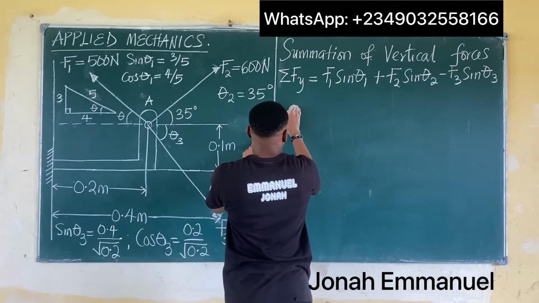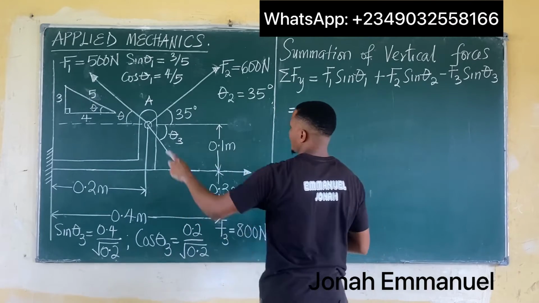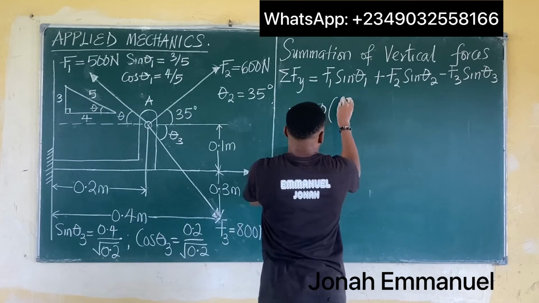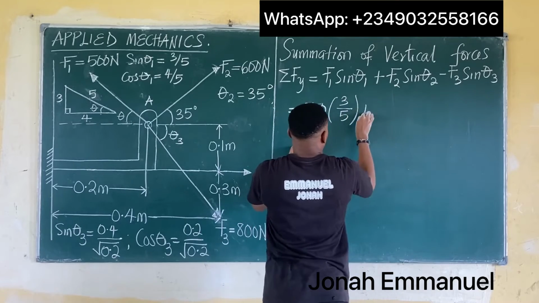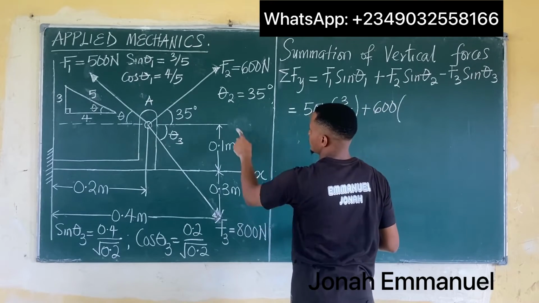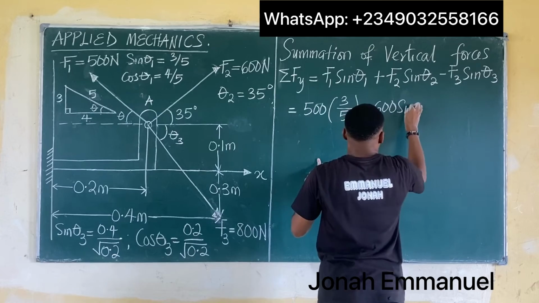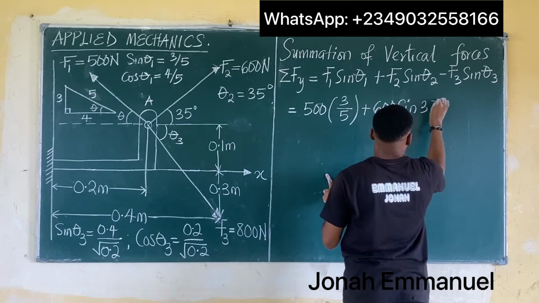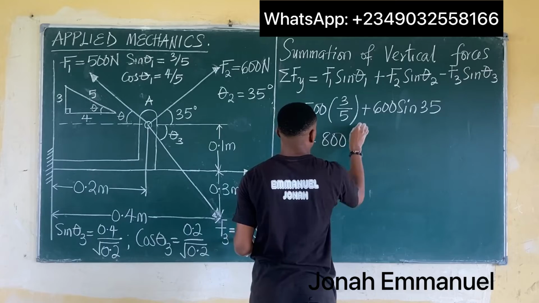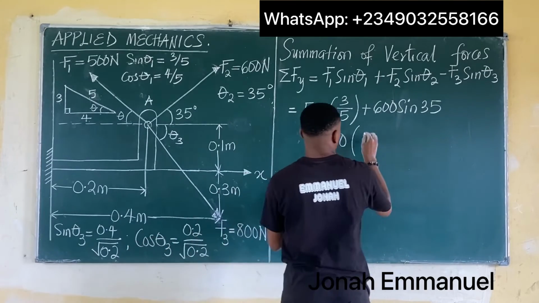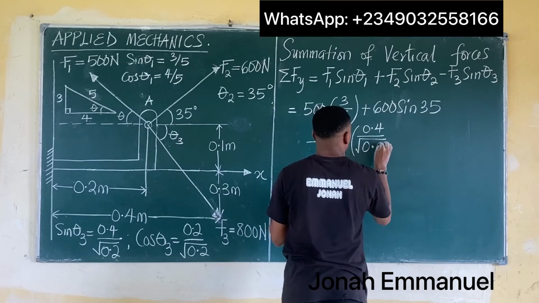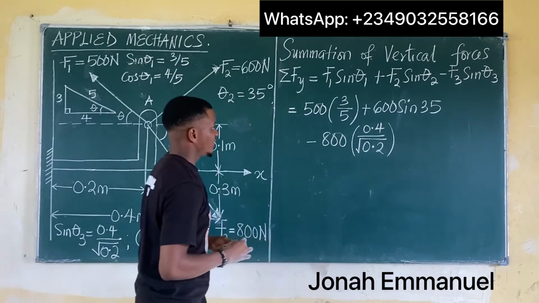So I have this. Alright, so this is now equal to, F1 is 500, it becomes 500 sine theta 1, which is 3 over 5, plus F2 is 600 sine theta 2, sine theta 2 is 35, minus F3 is 800 sine theta 3, that's 0.4 all over root 0.2. So I have this. Alright, so we have these values.